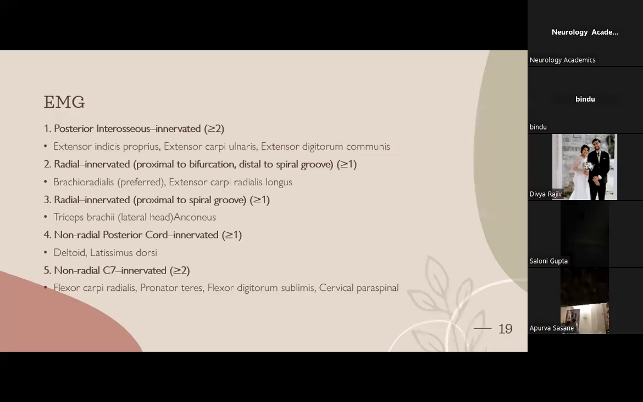For EMG, we will examine at least two or more muscles that are innervated by the posterior interosseous nerve. That is, extensor indicis proprius, extensor carpi ulnaris, or extensor digitorum communis can be taken.